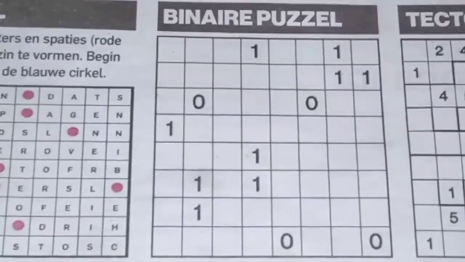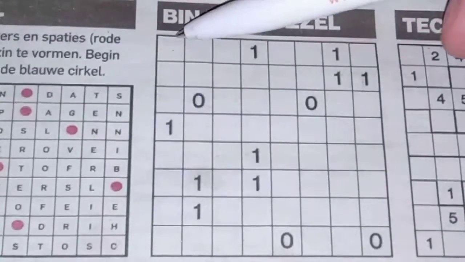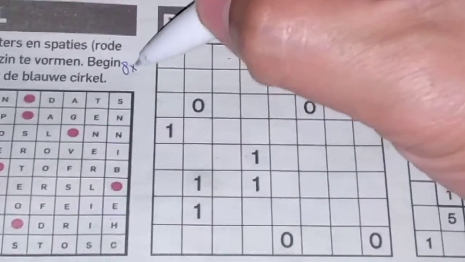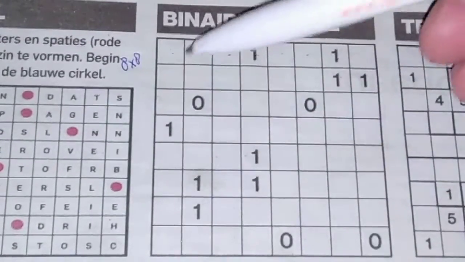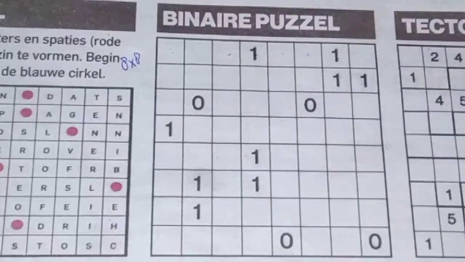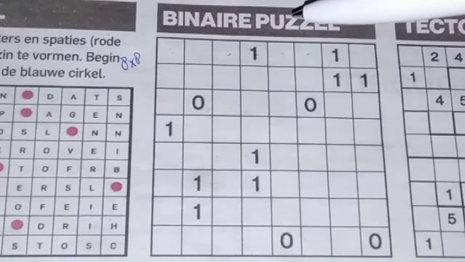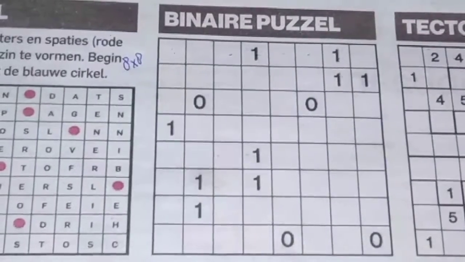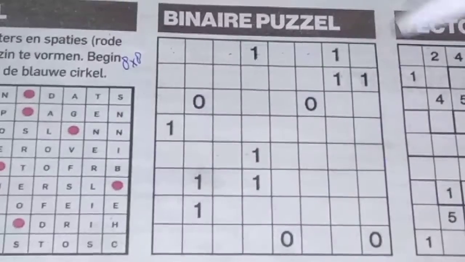And what kind of a binary puzzle is this? It's an 8 by 8 binary puzzle. That means in a row and in the column there's always 4 ones and 4 O's. Alright, so let's get started.